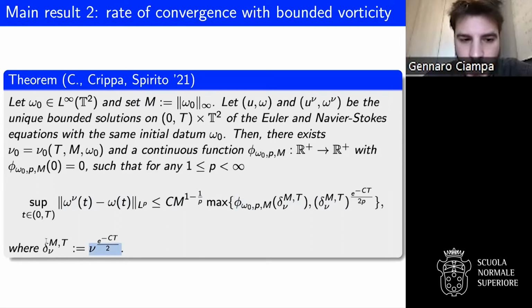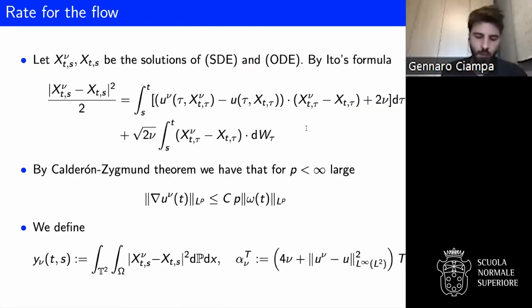In particular, this delta nu is the rate of convergence found by Sheman in his paper. So it's the rate of convergence for the velocity. We do a similar analysis, but instead of the logarithmic distance, we just consider the Euclidean distance for the difference. You apply Ito's formula, and you use the fact that the constant appearing in the Calderon-Zygmund inequality depends linearly on P when P is large enough.